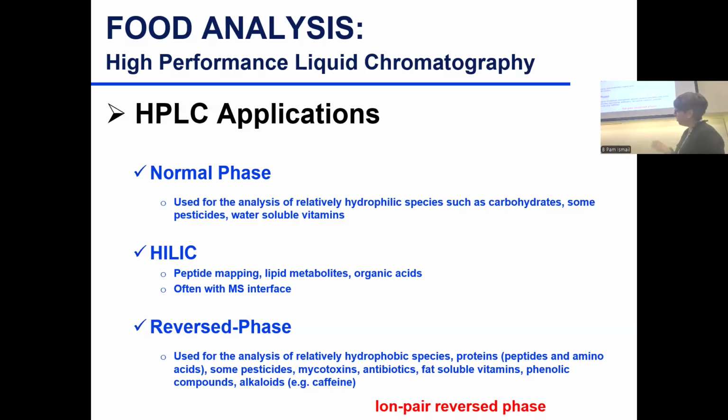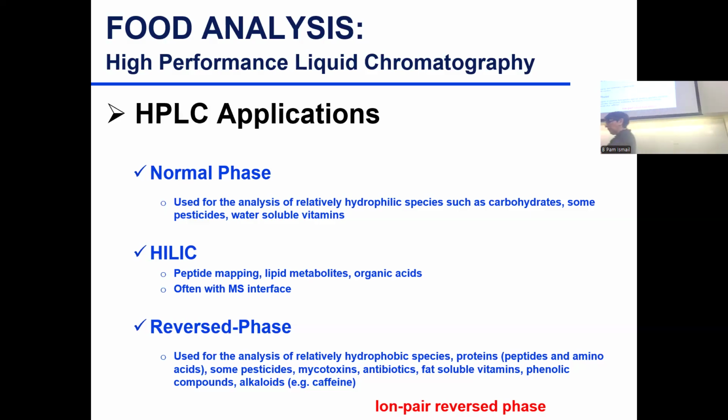We all know now reverse phase is the reverse of normal. The stationary phase is nonpolar, your mobile phase is polar. And then there is a list of different compounds that can be analyzed, and caffeine is an example that you did in the lab. Ion pair reversed phase.